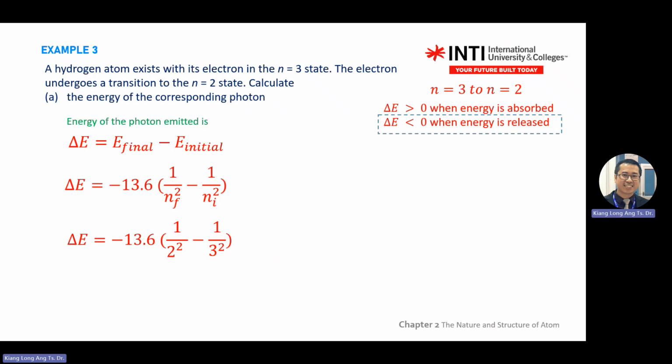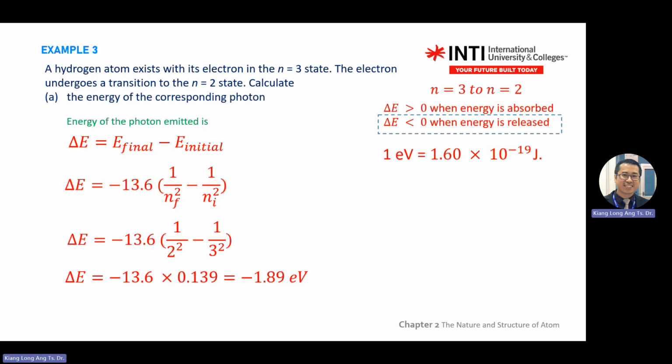Right. So you substitute accordingly, you press the calculator, you get minus 1.89 eV. The answer for the first section A is minus 1.89 eV. Again, remember the unit. The unit is eV. It's a potential. So 1 eV equal to so many joules.